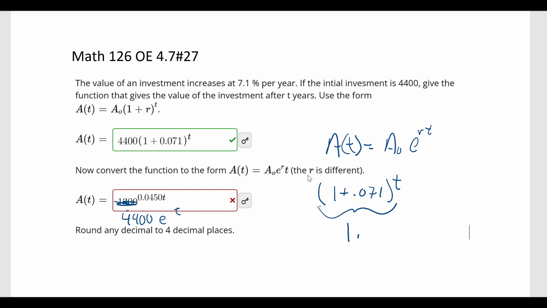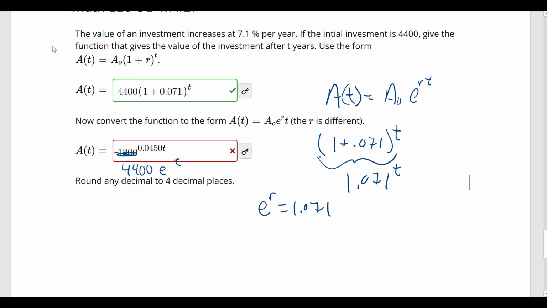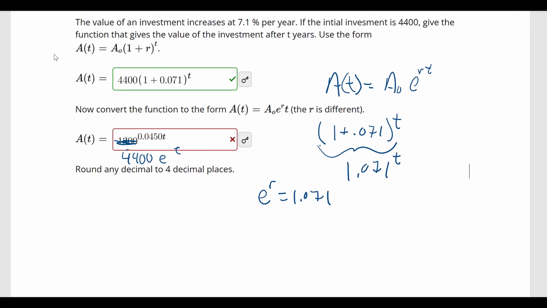So that's 1.071 to the t power. So if you think about this, 1.071 is supposed to be e to the r. So our goal is to find out what r is. Now if we were to take the natural log of both sides, so let me write a new line, sorry, being lazy here. If we were to write natural log of e to the r equals natural log of 1.071, the natural log and the e cancel.